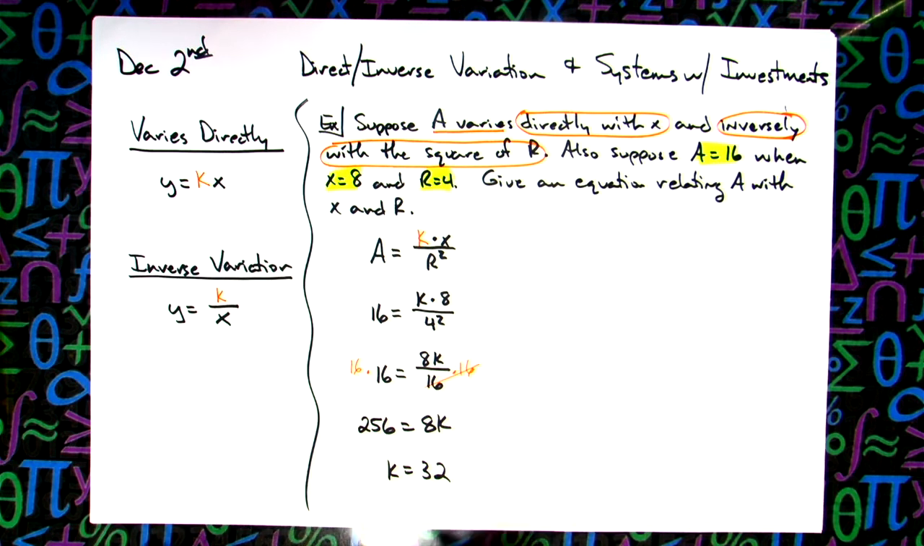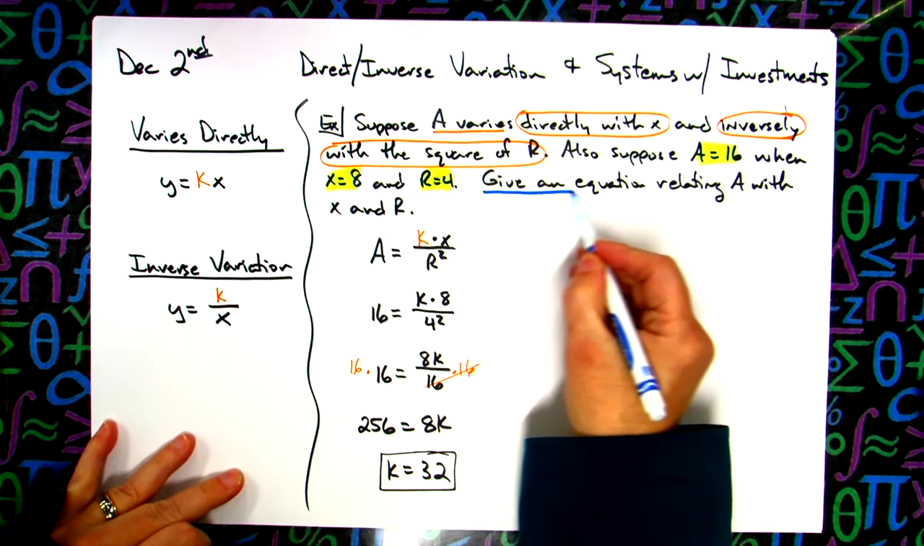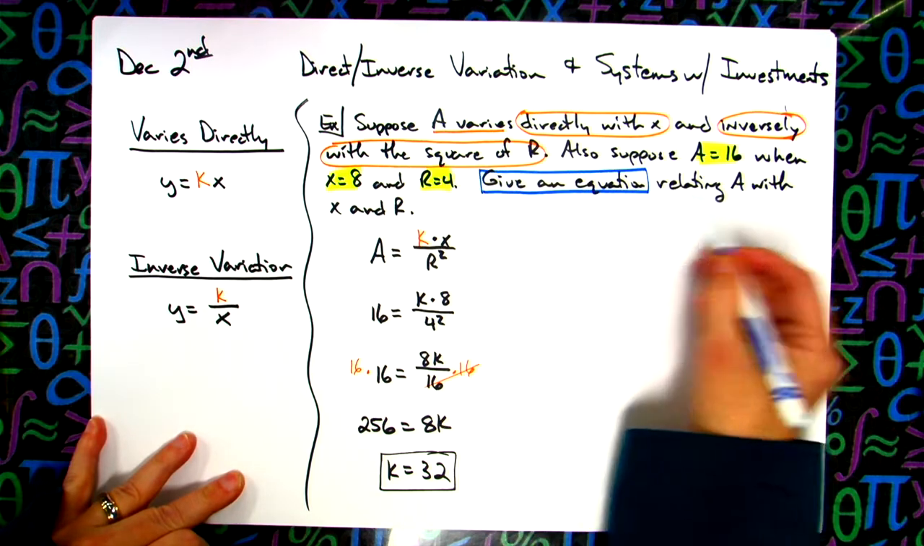Okay, now I know my k. Now, the thing is, I'm not done. Yes, I had to find k. It didn't tell me to find k. What did it tell me to do? It says give an equation that is relating a with this.